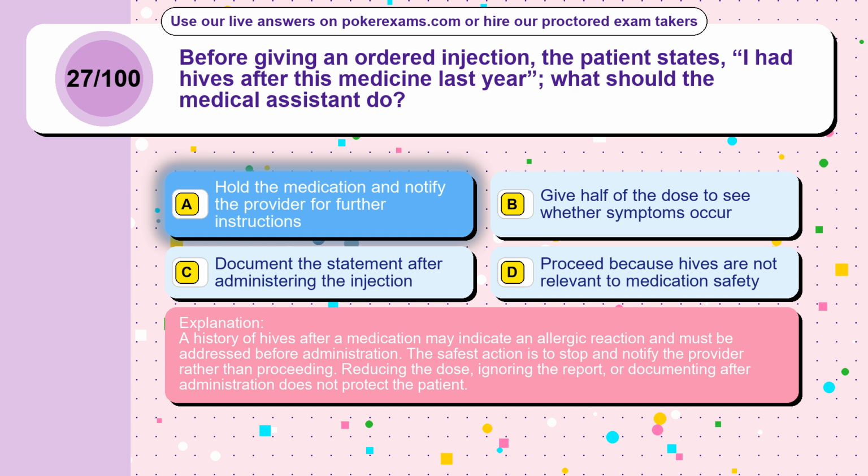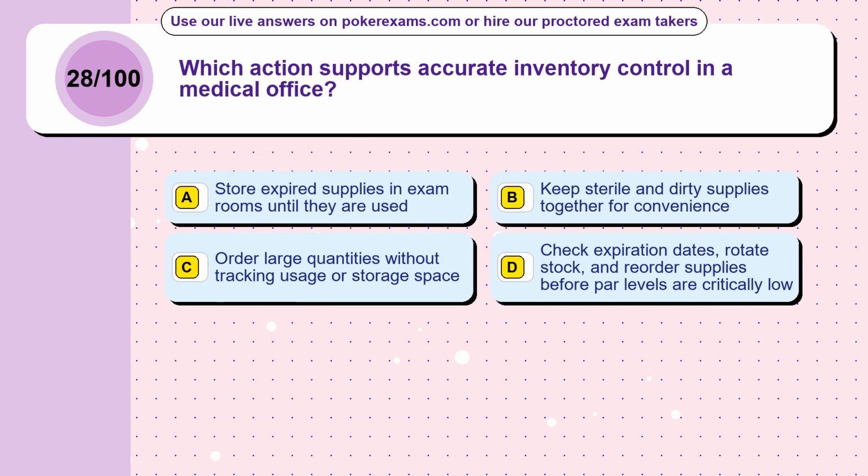A history of hives after a medication may indicate an allergic reaction and must be addressed before administration. The safest action is to stop and notify the provider rather than proceeding. Reducing the dose, ignoring the report, or documenting after administration does not protect the patient. Question 28. Which action supports accurate inventory control in a medical office?